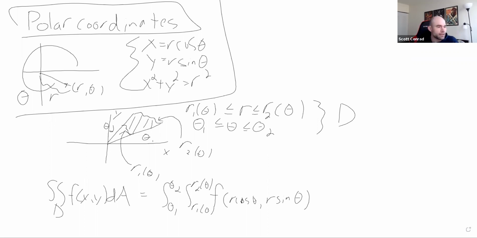And what do we say dA is in polar? You need to remember this. What is dA in polar? Anyone remember? Right, r dr d theta. So r times dr d theta. All right, so you need to multiply the whole function by r.